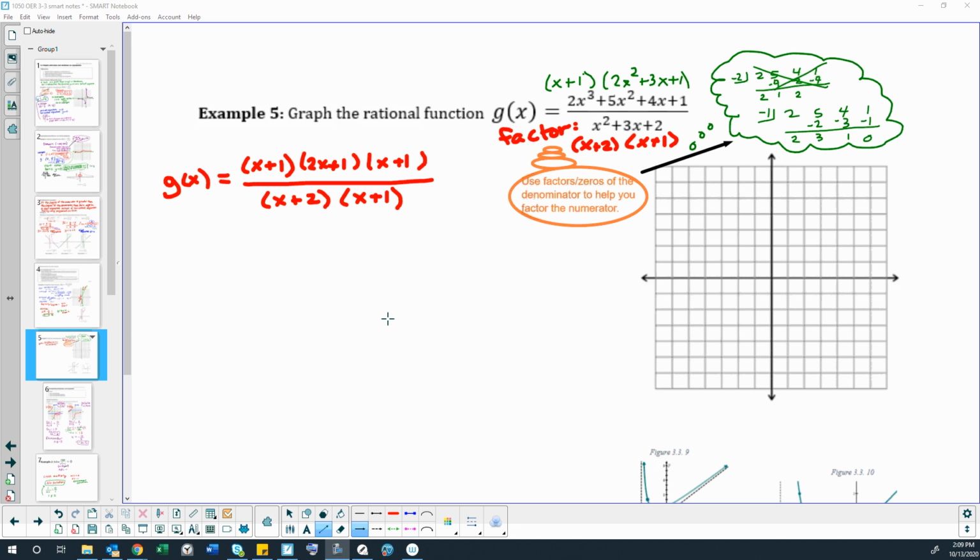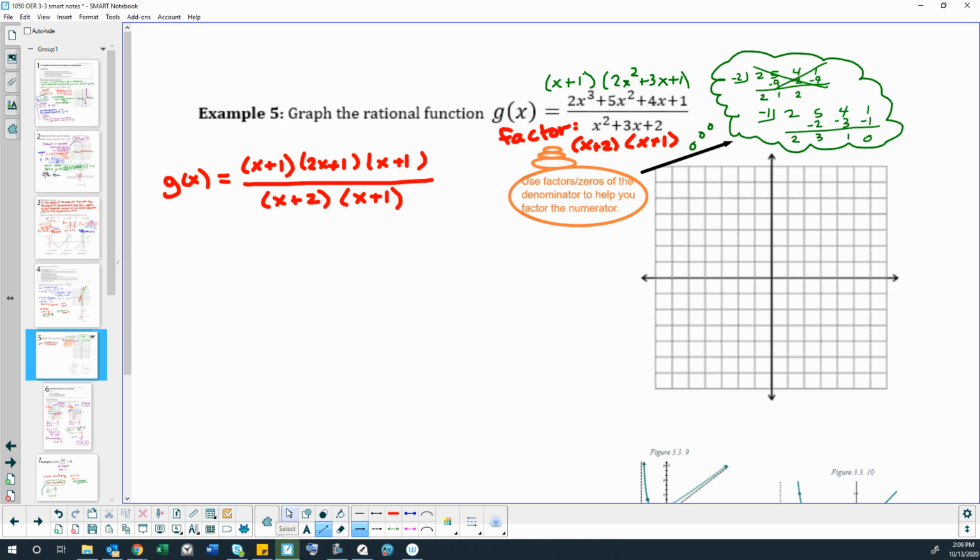Okay, while I was waiting for those announcements to finish and I had my video paused, I've kind of clarified some things here. So we factored the denominator, we used the zeros and synthetic division to discover if any of those zeros were also zeros of the numerator, and that helped us to factor it, and then we took that quadratic and factored it again. So here is our factored form for our rational function.